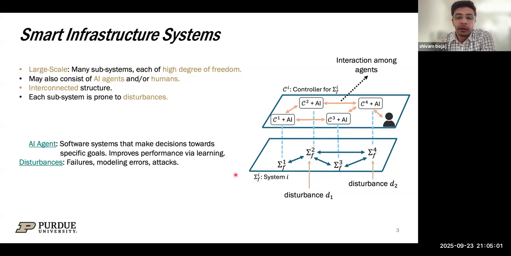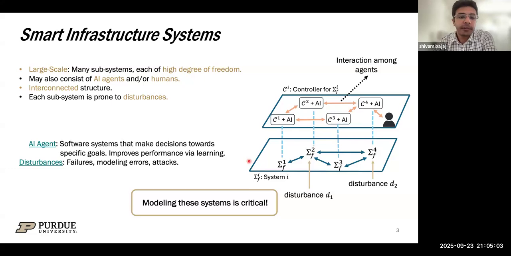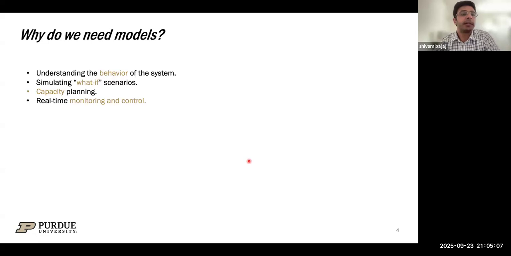Okay. So I would claim that modeling these smart infrastructure systems is critical. The reason is that we need these models to understand the behavior of the system. We want to be able to do what-if scenarios. What this means is that I want to understand, if an attack happens on my system, how will the system behave? How can I prevent that attack, and so on?